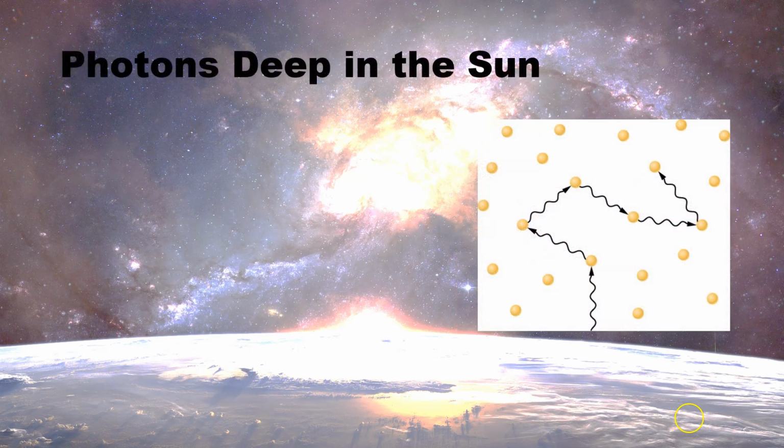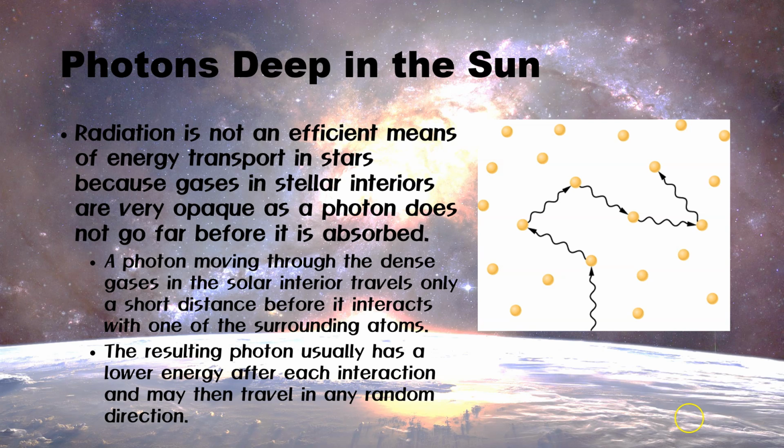Now, what about the other one we mentioned, radiation? Well, that's going to have us think about photons deep within our own sun. Radiation is not an efficient means of energy transport in stars because gases in stellar interiors are very opaque, as a photon does not go very far before it's absorbed. A photon moving through the dense gases in the solar interior travels only a short distance before it interacts with one of the surrounding atoms. The resulting photon usually has a lower energy after each interaction and may then travel in any random direction. Right? Because again, it's not bound to necessarily ricochet off in the opposite direction. It just goes off randomly.